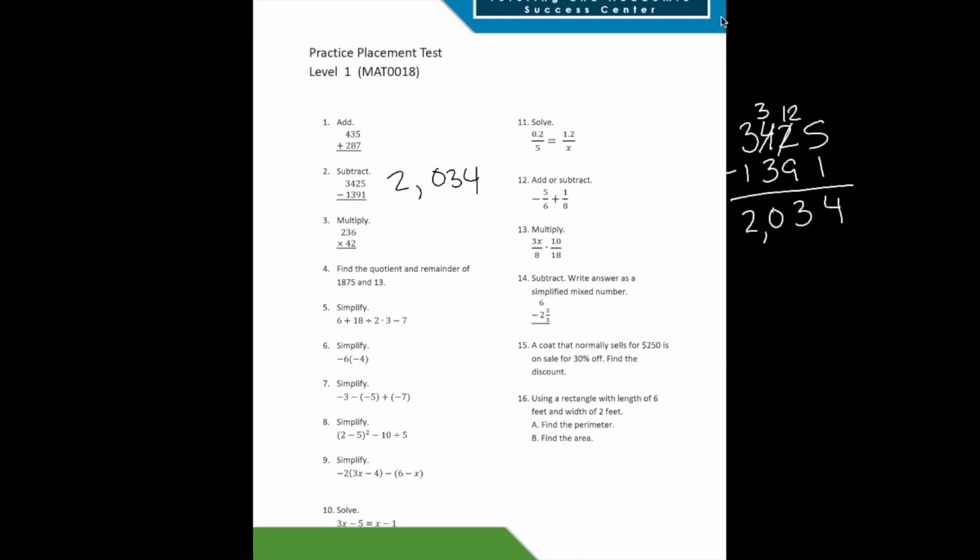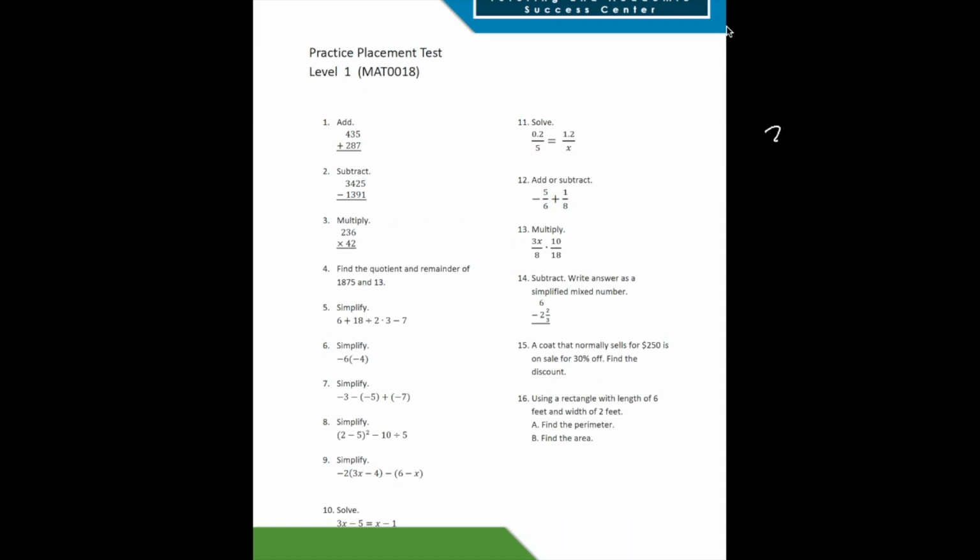Let's multiply now in number 3. Number 3 says 236 times 42. I just wrote a funny 2, so I'm going to try that again. 236 times 42. Again, you're going to start on the right-hand side. Oh, let me give you the answer first. For number 3, the answer is 9,912.